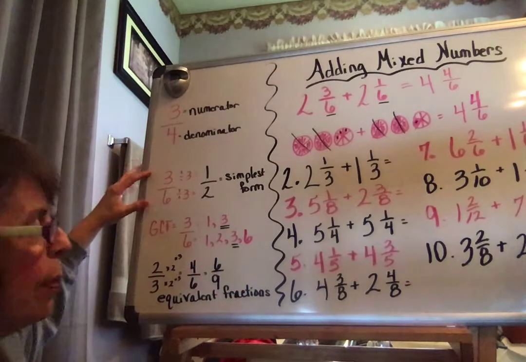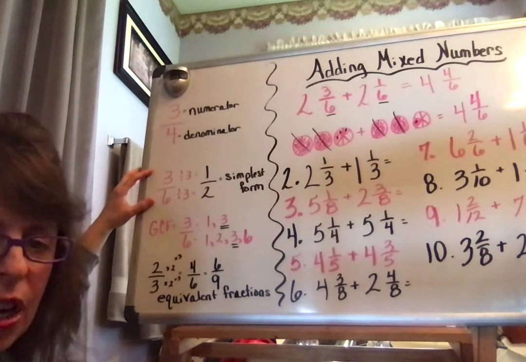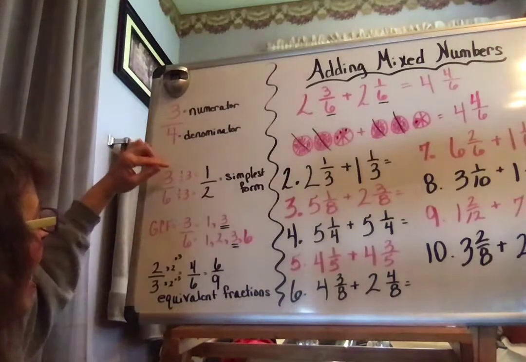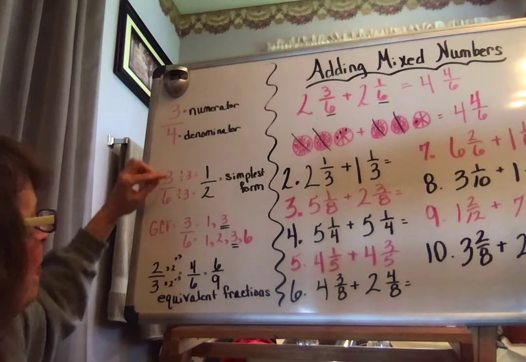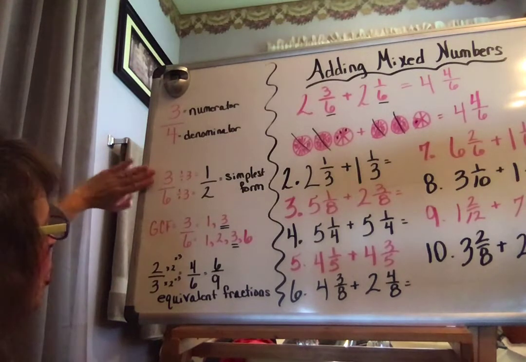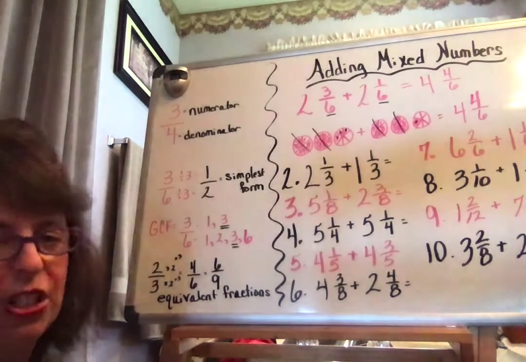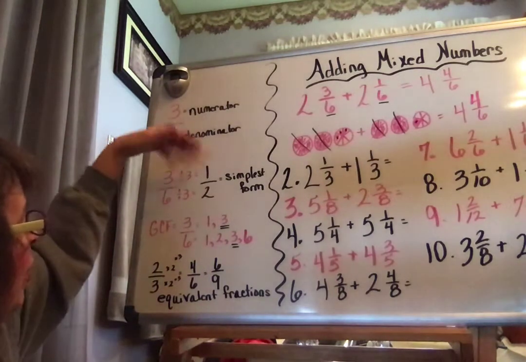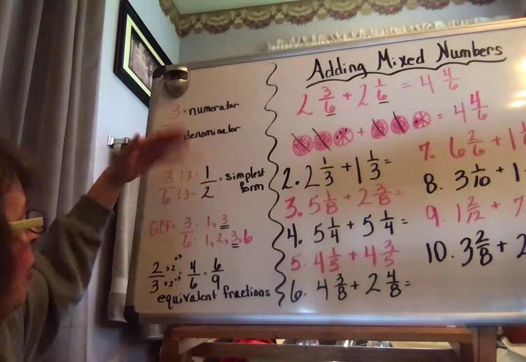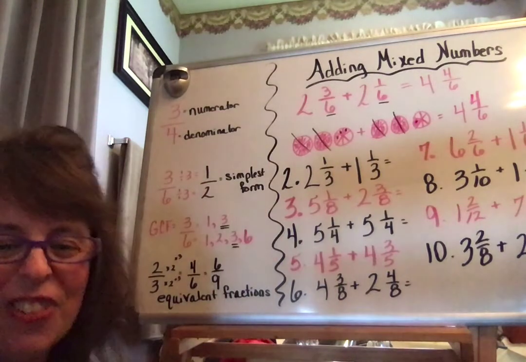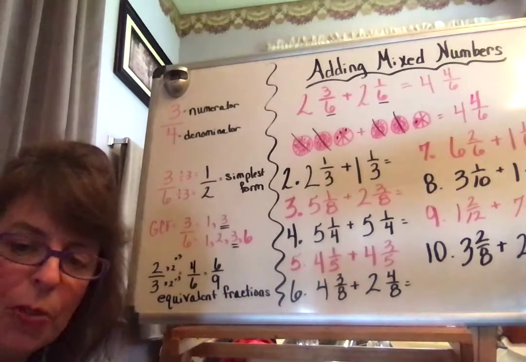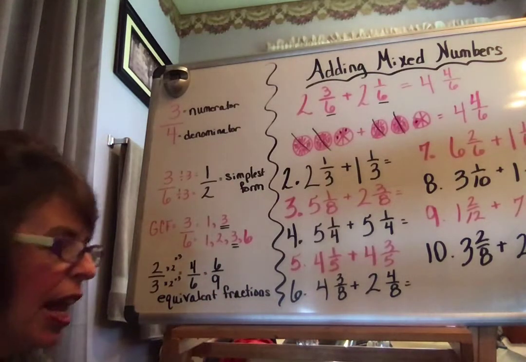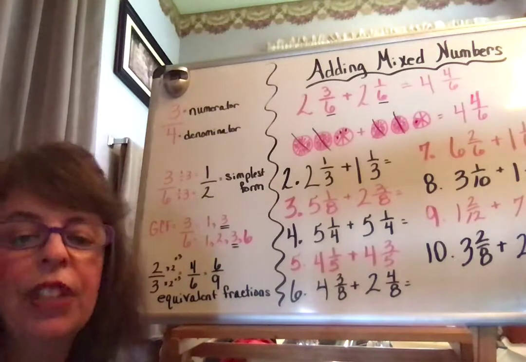So when I want to put a fraction in simplest form, I have to find the greatest common factor. By doing that, I know that 3 is the greatest common factor. So I'm going to divide the numerator and the denominator by the GCF, which is 3. So 3 divided by 3 is 1, and 6 divided by 3 is 2. And that's how you find simplest form. Remember that from 2 weeks ago? Great.